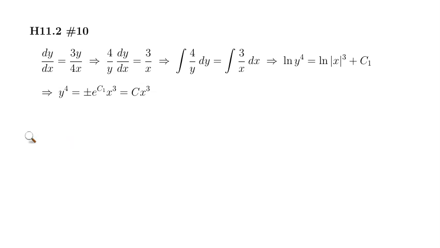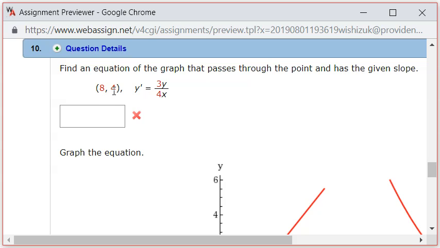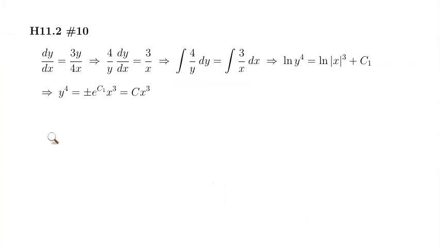Once you've done that, I'm going to plug in the value. The curve goes through the point (8, 4), which means that when x is 8, y equals 4. So plug in 4 for y and 8 for x. We're going to get this equation right here. We know that 4 to the 4th power is equal to c times 8 cubed. Maybe I'll put parentheses there; it looks a little more consistent.